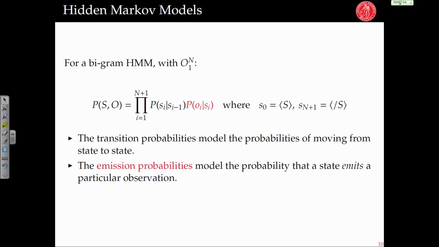And so the computation in a hidden Markov model will basically be a multiplication of the transition probabilities with the emission probabilities. Again, the transition probability is the probability of transitioning from one state to another, and the emission probability is the probability of a state emitting an observation, which is basically the probability of an observation given a state.